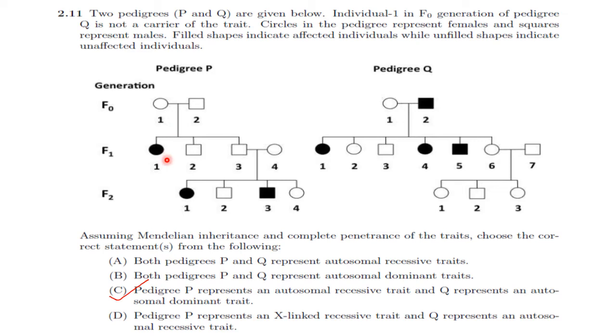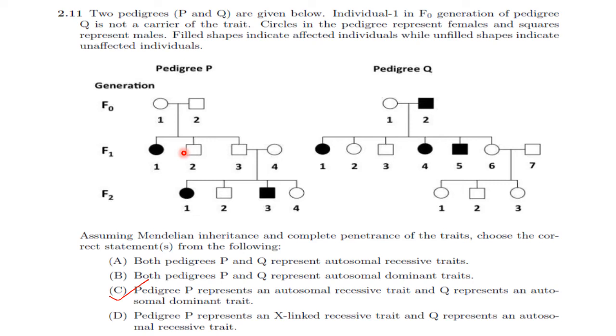But from the pedigree analysis in the F1 generation, we can see that only one individual out of the 3 is affected with the disease, and the parents are heterozygous. So it must naturally be an autosomal recessive trait. Okay, so P must be an autosomal recessive trait.